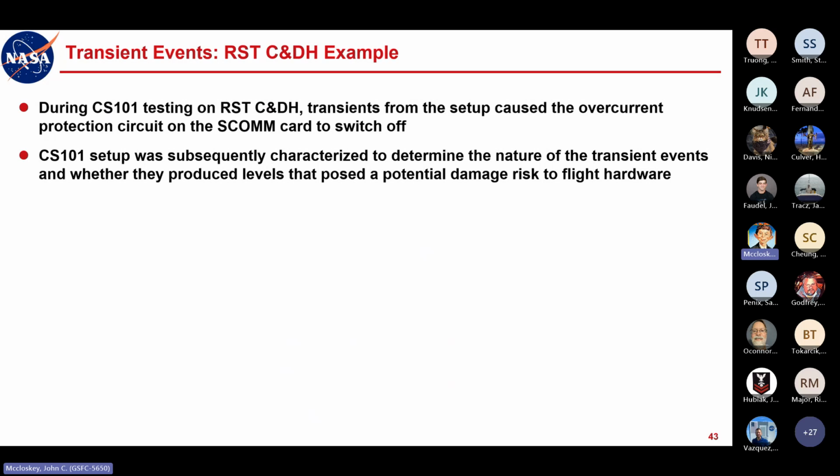Okay, I'm going to wrap up here with an example of some transient events that can occur. Does anybody have any questions on what I've got so far? That's kind of the extent of the basic test method itself. But now I'm going to talk about some undesirable things that can happen with your test equipment.